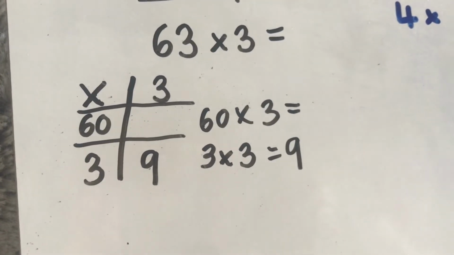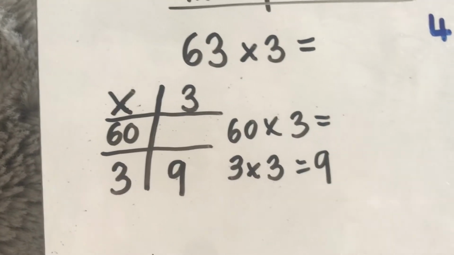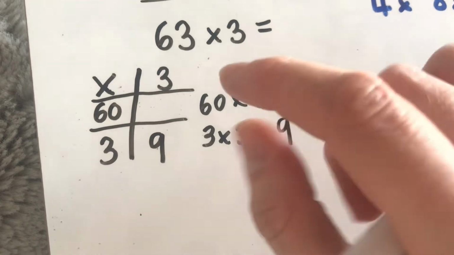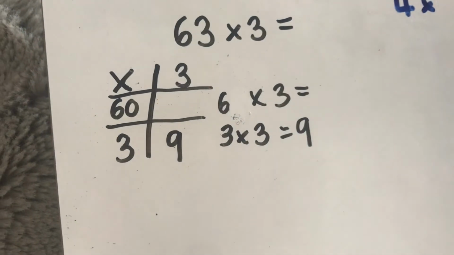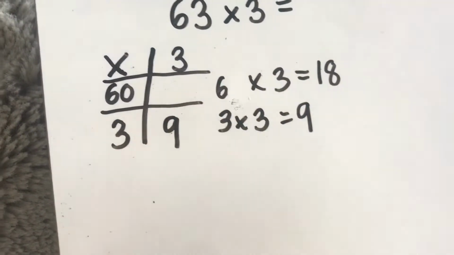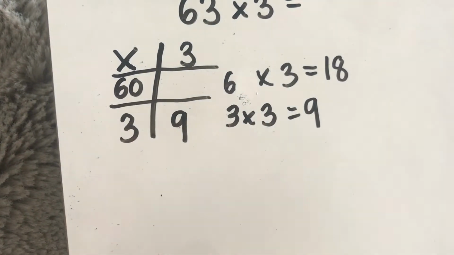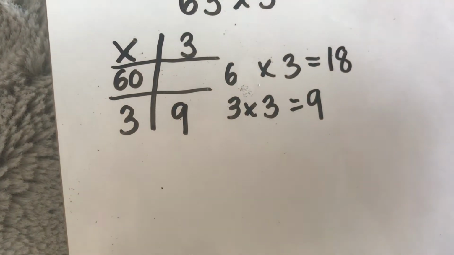60 times 3. If you're finding that tricky to do Y3, I'm going to show you a really, really good trick, okay? So just for now, get rid of the 0 on 60. So now we've got 6 times 3. 6 times 3 is 18. Now we've made this number 10 times smaller by taking away the 0.